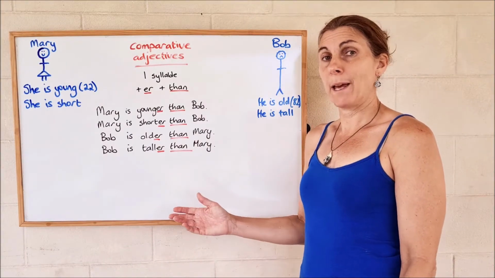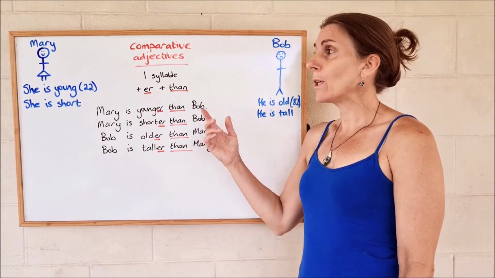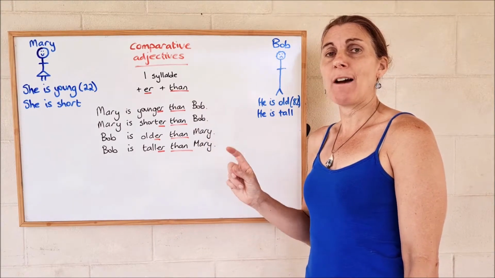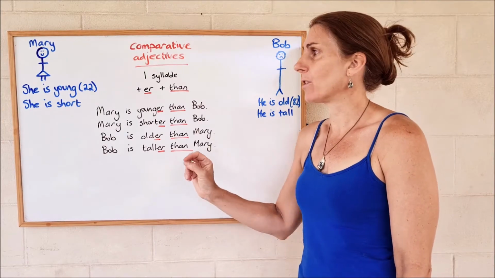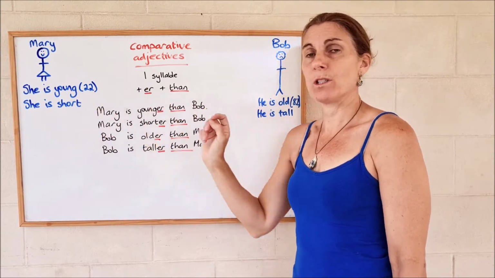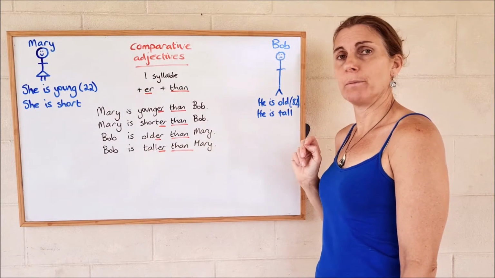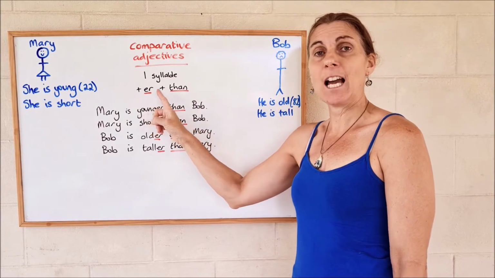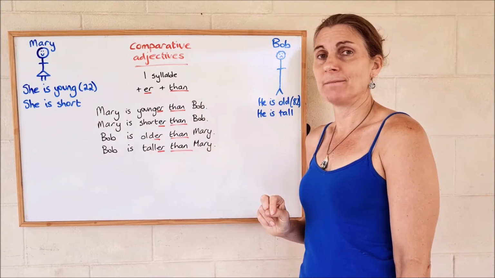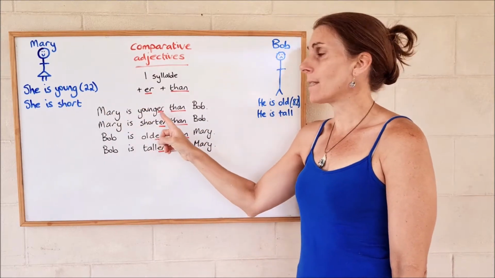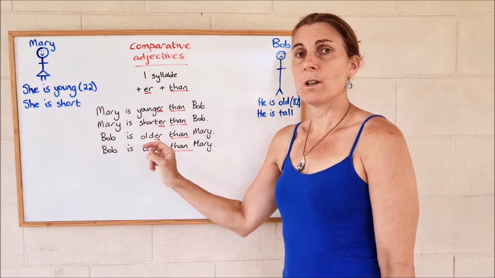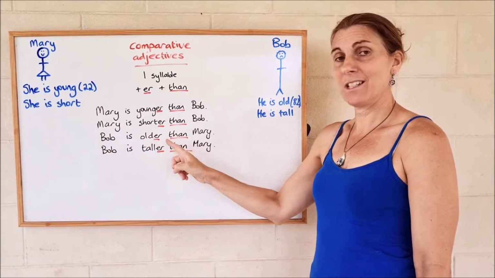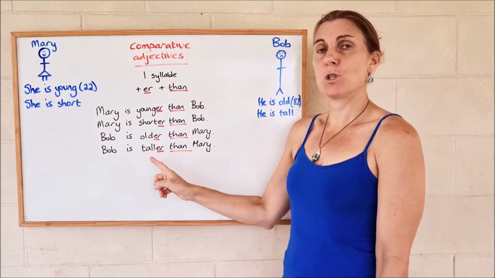So if we want to compare Mary and Bob, we use the comparative form of the adjectives. Here the adjectives we're using have only one syllable, one sound. So young, short, old, and tall. So to make these into comparative adjectives, we simply add er and use the word than. So young becomes younger, short becomes shorter, old becomes older, and tall becomes taller.